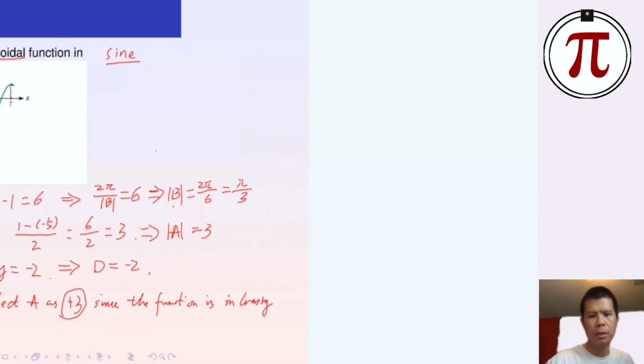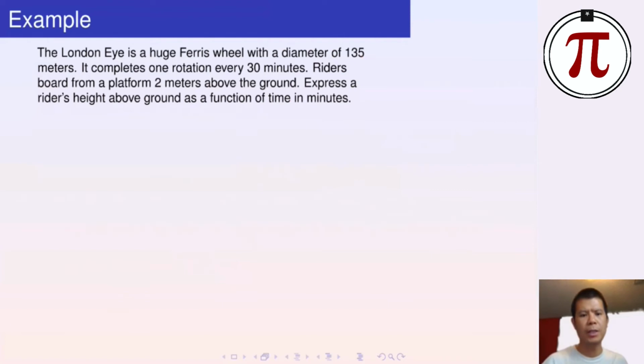All right. Now let's consider an application of this example. Garrett, can you read for us, please? The London Eye is a huge Ferris wheel with a diameter of 135 meters. It completes one rotation every 30 minutes. Riders board from a platform 2 meters above the ground. Express a rider's height above ground as a function of time in minutes. Okay, very good. Thank you.